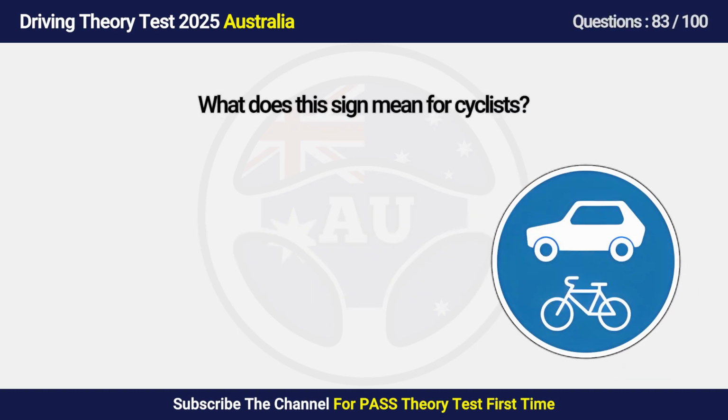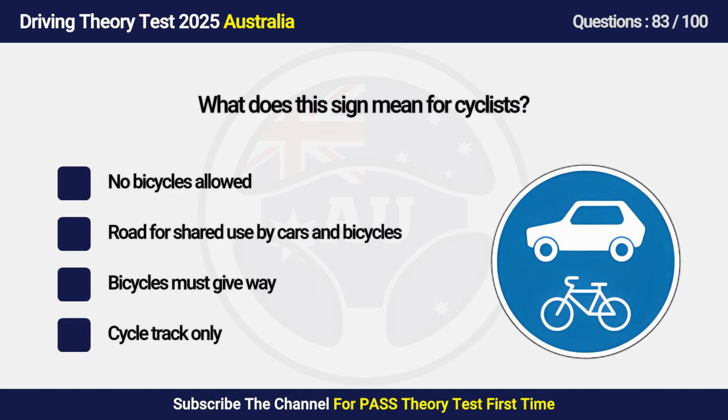Question 83. What does this sign mean for cyclists? A, no bicycles allowed. B, road for shared use by cars and bicycles. C, must give way. D, cycle track only.